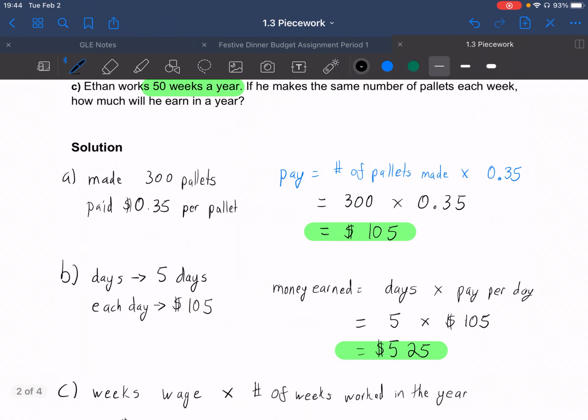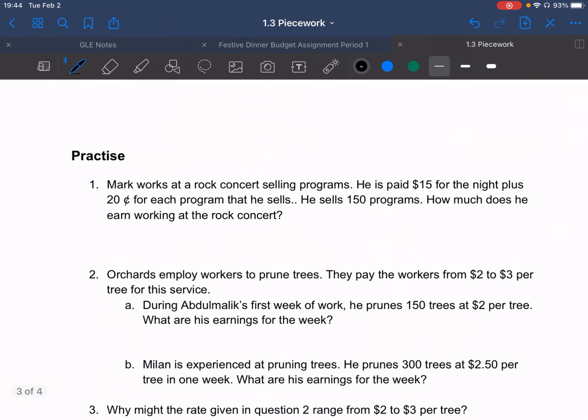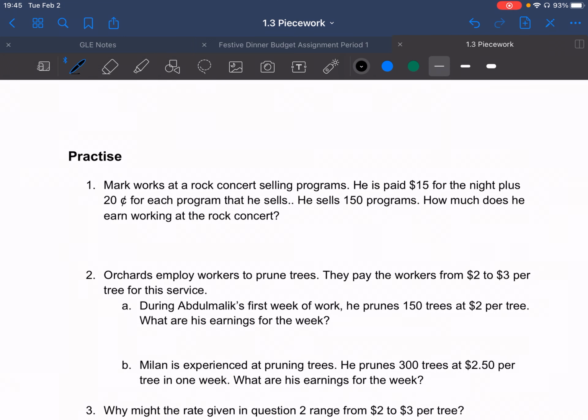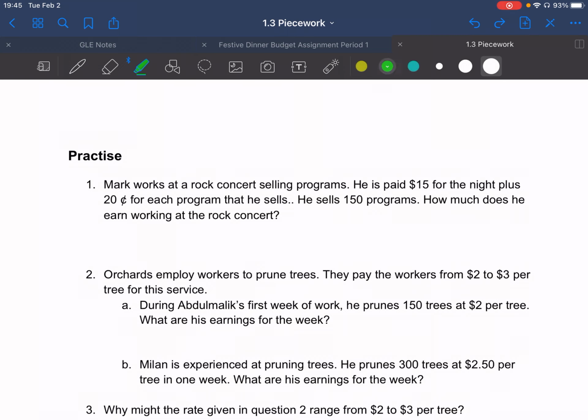Okay, so that is our examples here. What your job is to do next is to practice these questions, taking that idea. So if we look at the first one, let's just do a quick example. Mark works at a rock concert selling programs. That is like question one of our examples. So he sells programs. He is paid $15 per night. So that's our first information. That's how much he's paid per night. Okay? And sorry, he makes 20 cents each program he sells. If in one night he sells 150 programs, how much does he make for that concert?